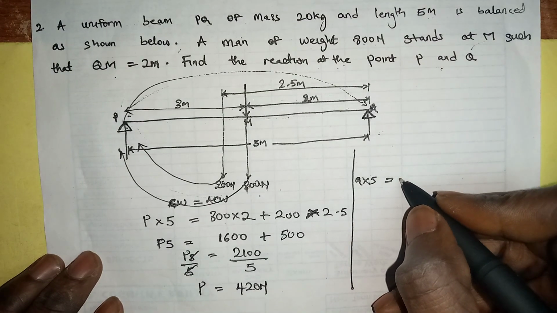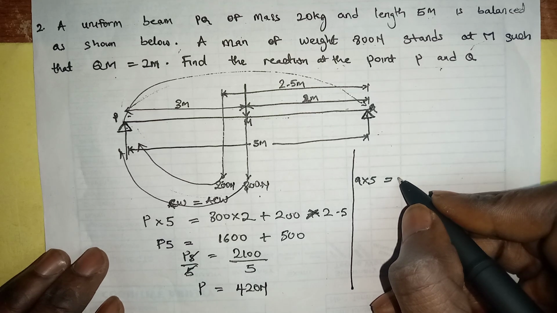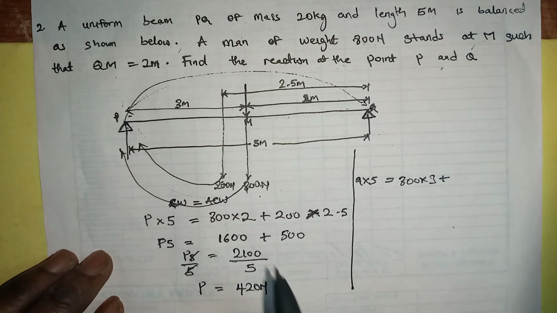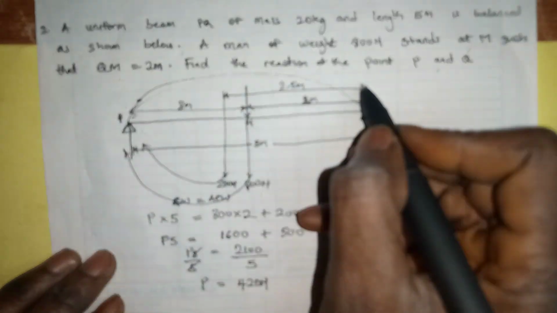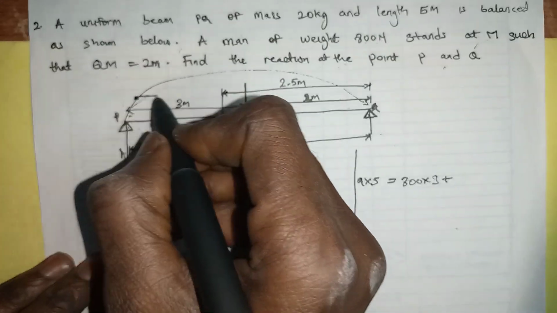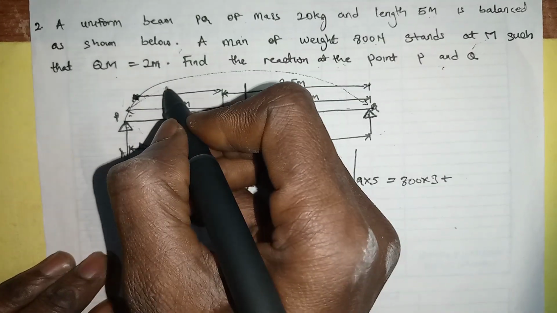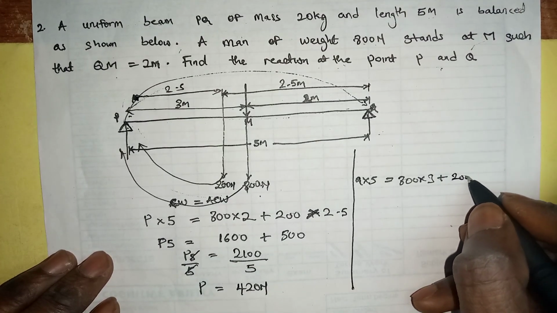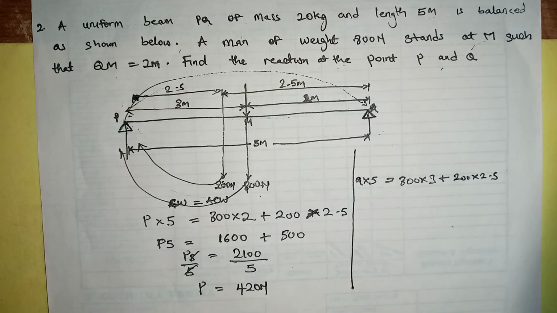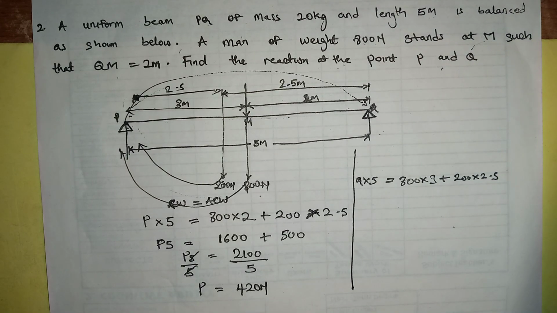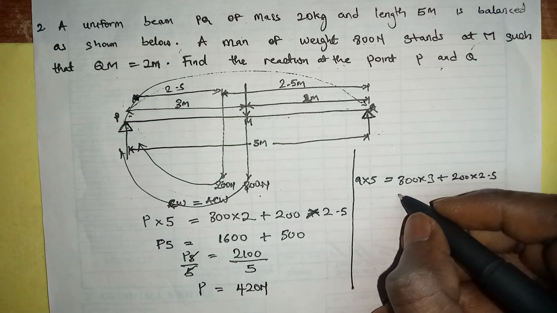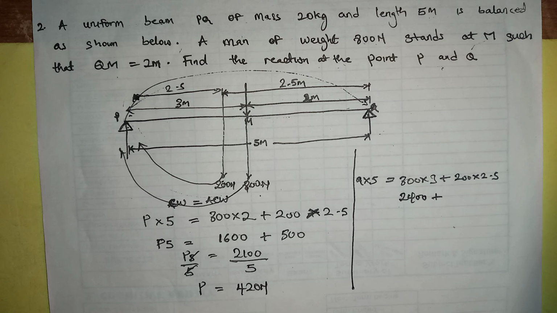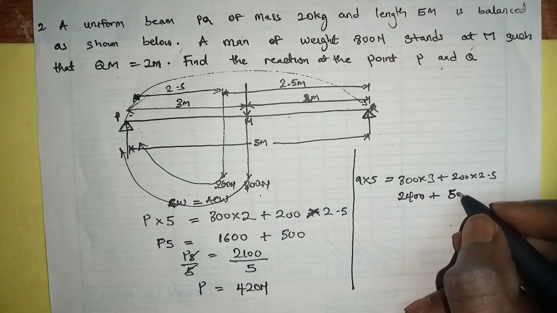So we are going to have 800 multiplied by 3 plus, from this place to this place is 2.5, so we are going to have 200 multiplied by 2.5. So 800 multiplied by 3 gives me 2,400, plus 200 multiplied by 2.5 is going to give us 500.